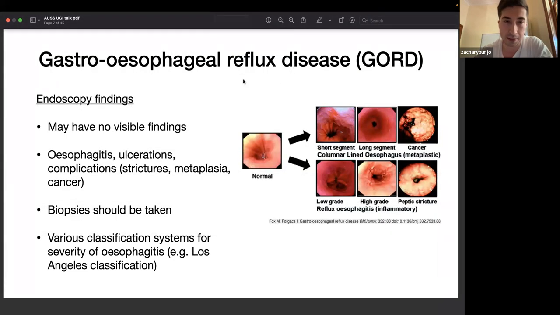So coming to endoscopy, as I touched on before, they may have no visible findings. On the other hand, you might find overt esophagitis, you might have ulcerations, or similarly, you might find complications of reflux, so strictures or evidence of Barrett's, or a great big cancer, as you can see there on the far right image. These patients should have a biopsy done. And why might you be keen on doing a biopsy?